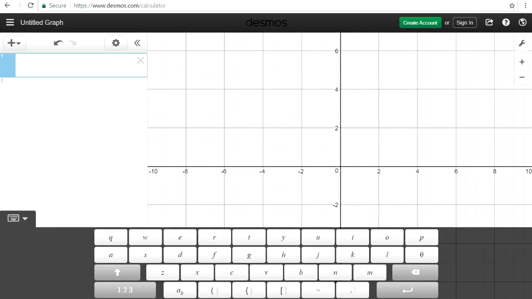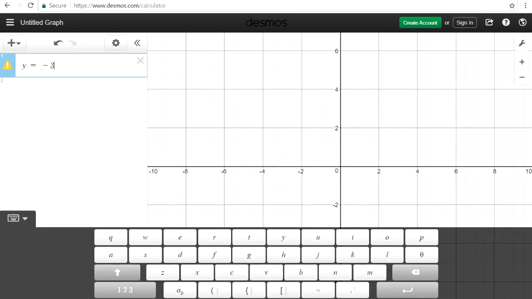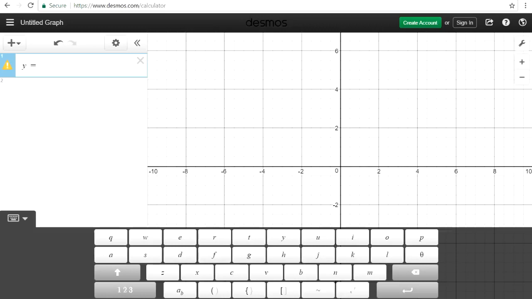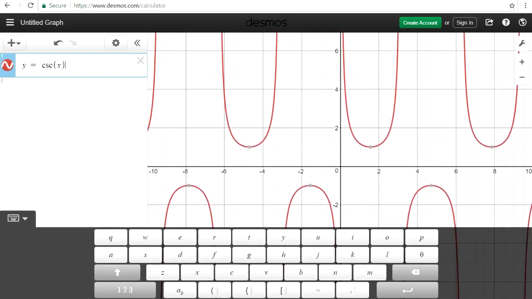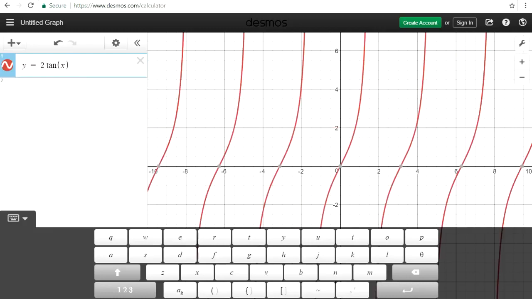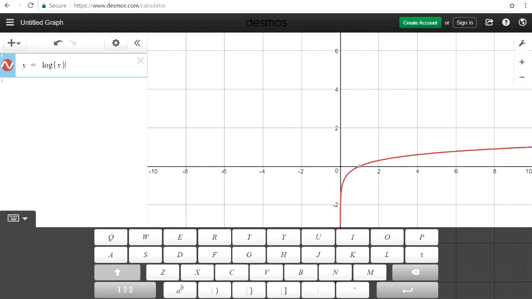Now let's try trigonometry. Let's try some trigonometric equations. That's 2 sine x. Here's -3 cosine x. You can also graph secant, cosecant, and even tangent. We can also graph logarithmic equations and a lot of other stuff too.